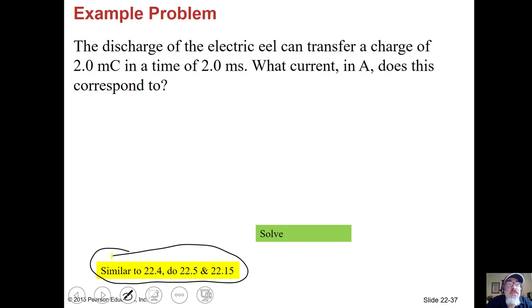We can take a look at this problem, though. The discharge of an electric eel can transfer a charge of 2 microcoulombs in 2 milliseconds. What current does this correspond to?